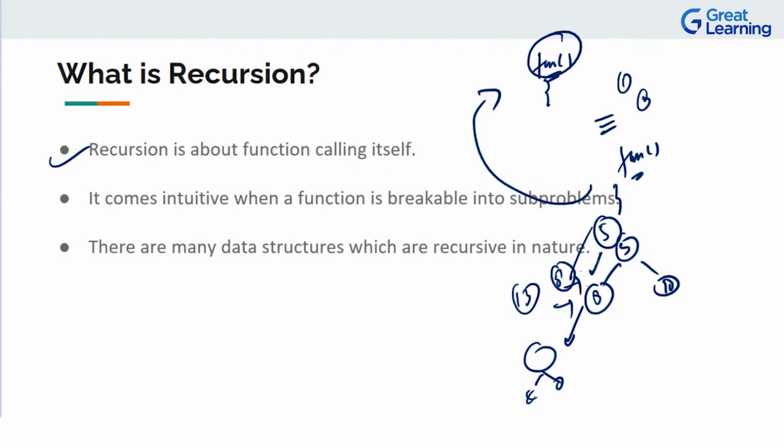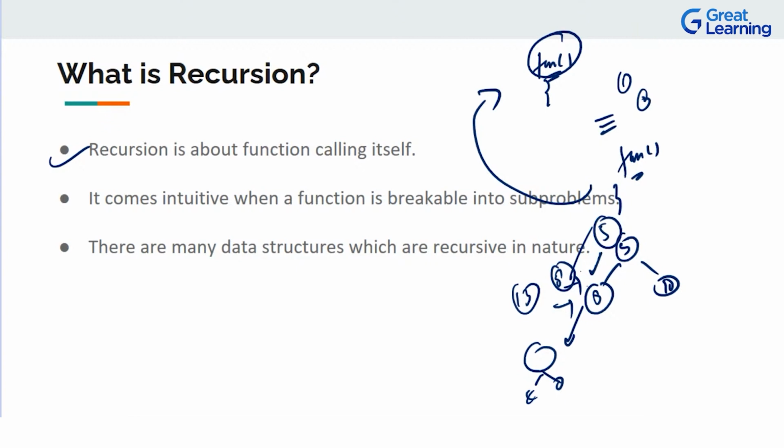So whenever we are in a situation wherein we are able to break our problem into subproblems, at that time we can easily go for recursion. There are many data structures which are recursive in nature, like trees and graphs. Those are recursive in nature. And if you try to solve those problems without using recursion, it will be much more difficult.